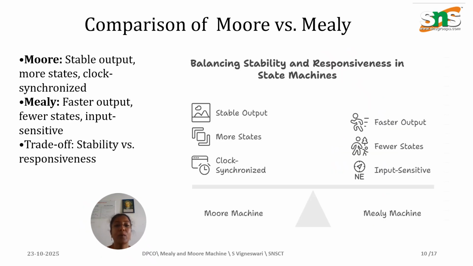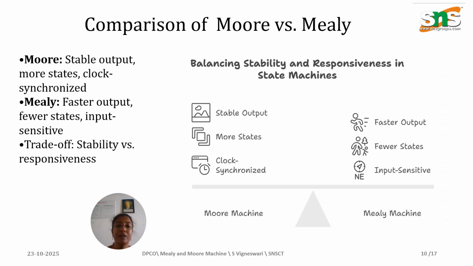And we are going to have a comparison of the Moore and Mealy models. The Moore model has a stable output since it depends only upon the present state and not on the input. It has more states, and it is in sync with the clock pulse that we apply for the particular flip-flop.